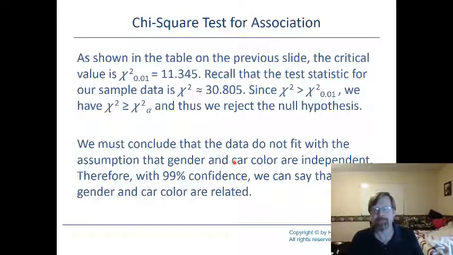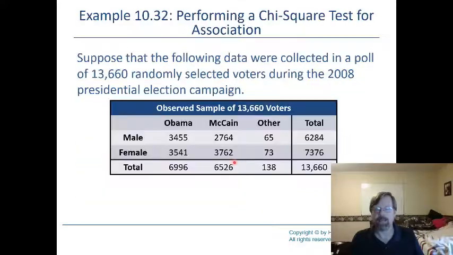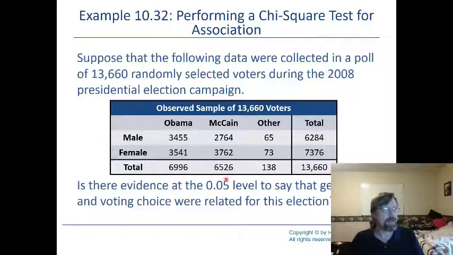Okay, so let's look at some political data. If this was information collected during the 2008 presidential campaign, surveying 13,660 random voters. So there's male voters, female voters, Democrat candidate, Republican candidate, other candidate. There's our observed contingency table. Is there evidence at the 5% level to say that gender and voting choice were related for this election?